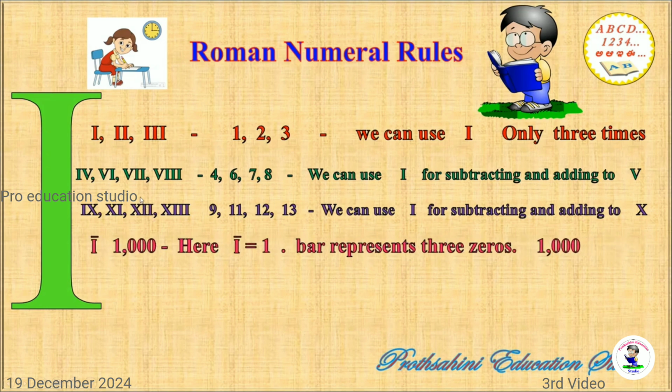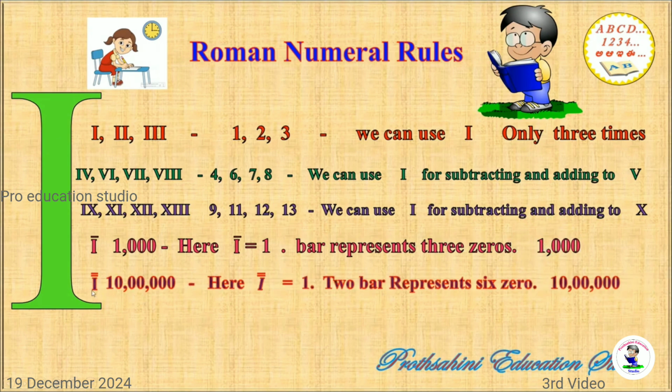I bar represents 3 zeros. Be noted. Here I bar represents 3 zeros, 1000. Now I means 1 and the bar means 3 zeros. Now we have to write 1 and after 1 we have to write 3 zeros so that it will be 1000. Now we will go on to the next.